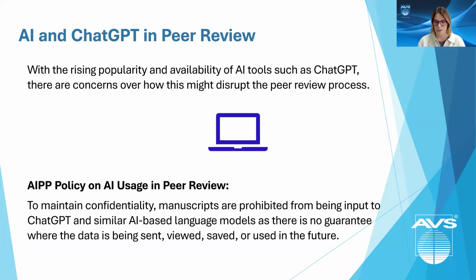So we'd also like to mention, due to the rising popularity of AI tools such as ChatGPT, there are concerns over how these will impact the peer review process due to a lack of transparency about how these algorithms work and numerous privacy concerns with no guarantee of where or how data is sent or stored in the future. So as such, the AIP publishing and AVS policy is that manuscripts are prohibited from being input to these language models.